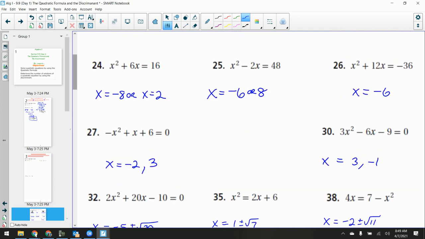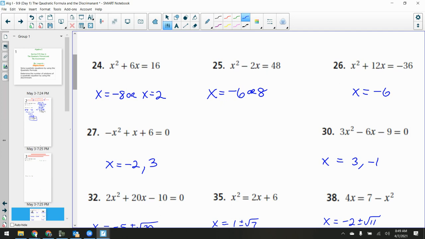So x squared plus 6x is equal to 16. I leave a little bit of room because I can complete the square right now, right as it is. So to complete the square, I take half of 6, which is 3, squared, which gives us 9. So that's going to be x plus 3 squared is equal to 25. And then I square root the 25, and I get plus or minus 5.